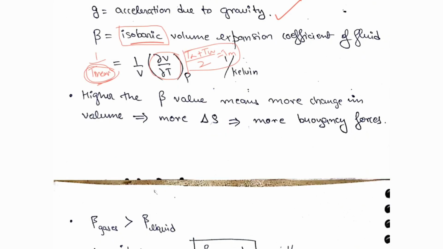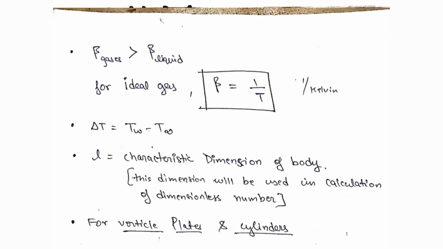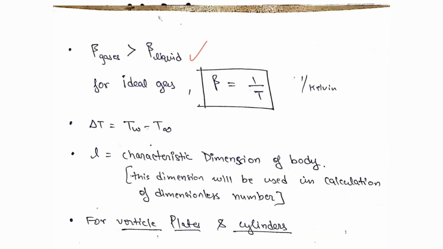And what is the physical significance of beta? As the beta value increases, we can say that delta V will increase. As delta V increases, density changes will be more. Therefore, more buoyancy forces will come into picture. Therefore, beta for gases is greater than beta for liquids, because delta V for gases is much higher as we supply the heat than that of delta V in case of liquids. Okay, for ideal gas we can use beta equal to 1 by T, where T is T mean.